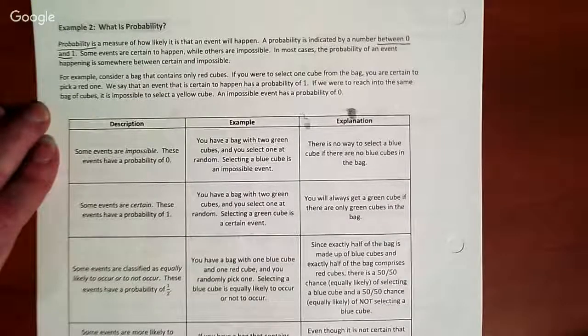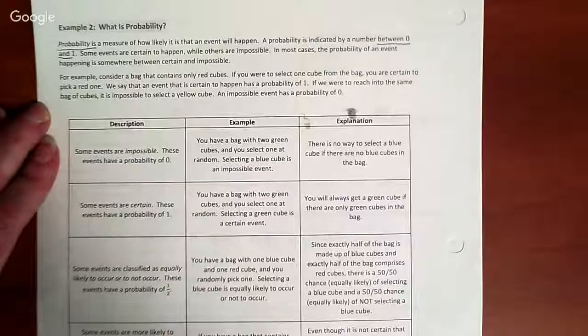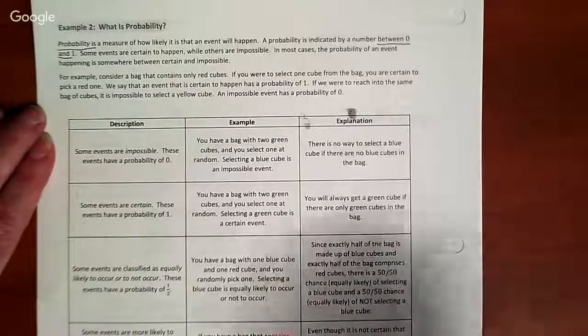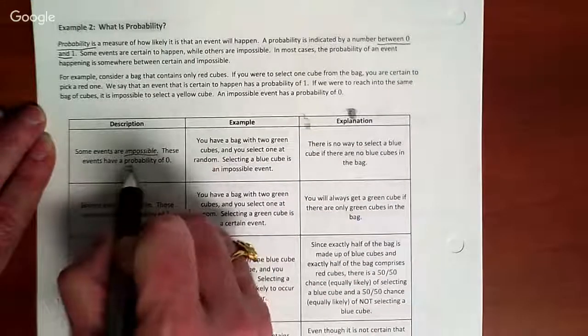For example, consider a bag that contains only red cubes. If you were to select one cube from the bag, you are certain to pick a red one. We say that an event that is certain to happen has a probability of 1. If we were to reach into the same bag of cubes, it is impossible to select a yellow cube. An impossible event has a probability of 0. So some events are impossible. These events have a probability of 0.